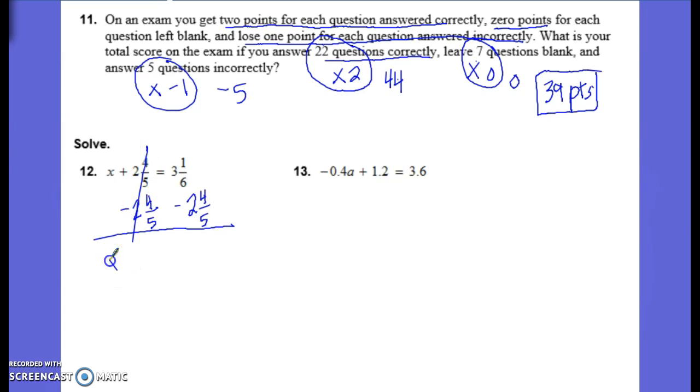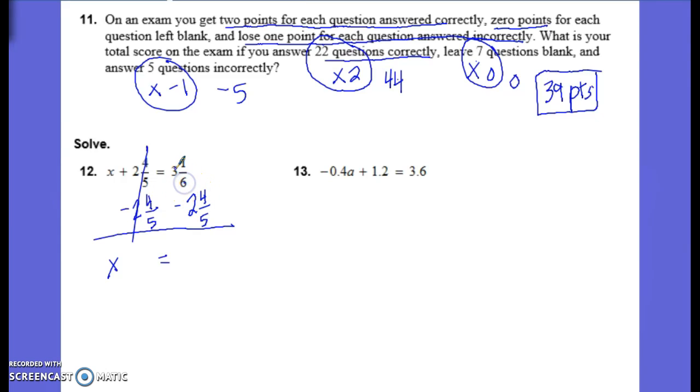This goes away, you get x equals. Now we have to subtract fractions. So we're going to need to figure out the best way to do that. Some of you guys like to do the whole numbers first, like 3 minus 2, and then you do 1/6 minus 4/5. That's fine, you can do it that way. Some of you like to turn everything into improper fractions first, and then subtract. I like doing that way. Whichever method you choose, you will get the same answer.